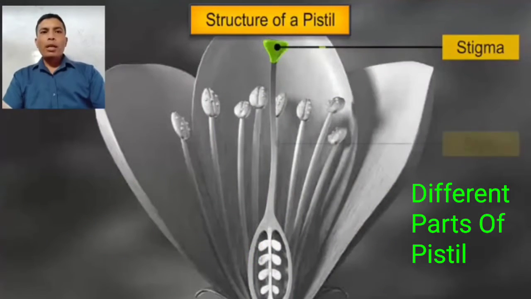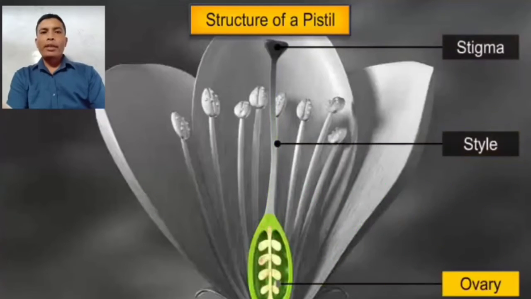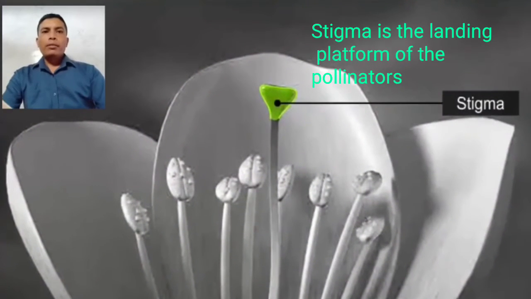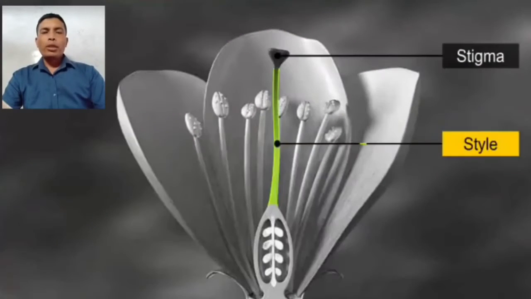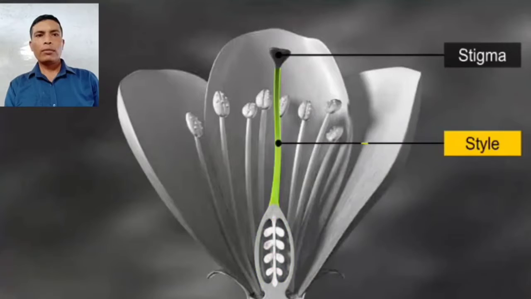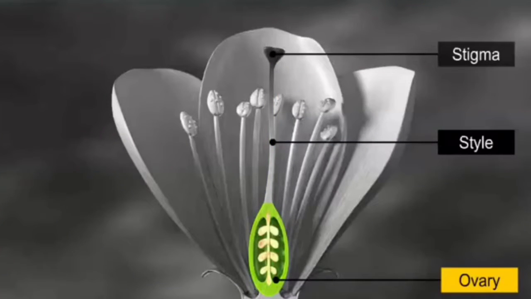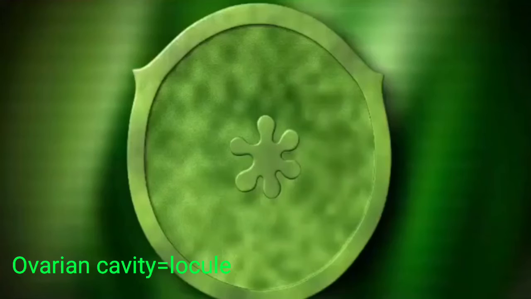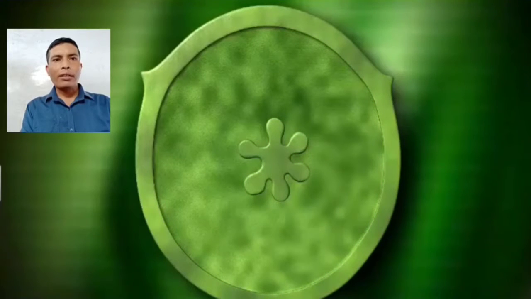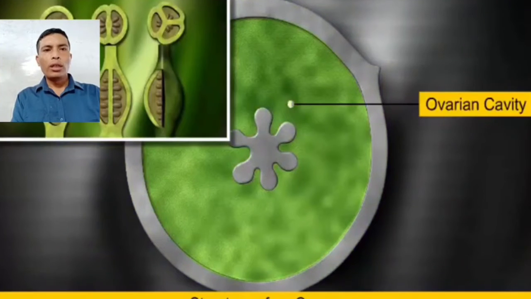Pistil consists of stigma, style, and ovary. Stigma is the landing platform of the pollinators. Pollen tubes will enter through the stigma to reach the ovary through the style. This is the ovary. The cavity present inside the ovary is called the ovarian cavity or locule. The ovarian cavity is enclosed by ovarian walls.